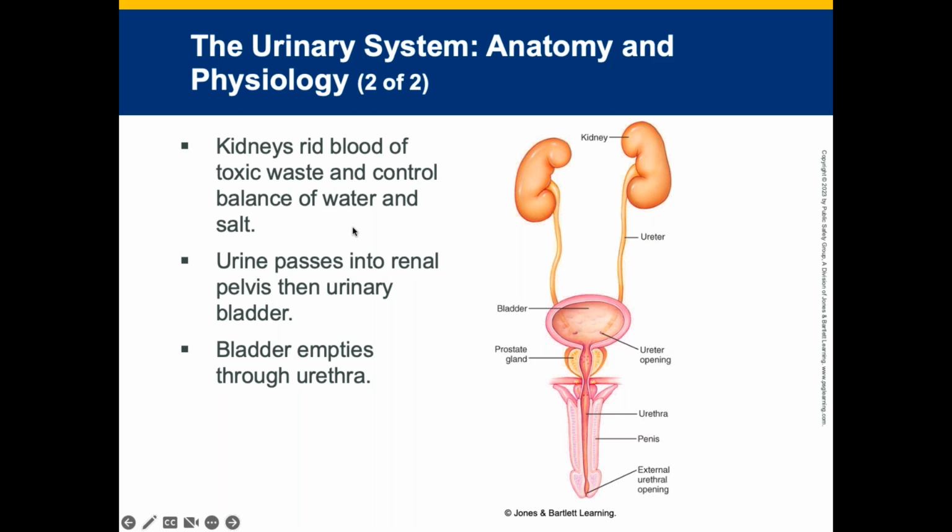The kidneys rid the blood of toxic waste and control the balance of water and salt. So urine passes into the renal pelvis, then the urinary bladder, and exits through the urethra, causing urination. Patients that haven't urinated in days are a significant medical emergency as well, because that can shut down their kidneys. Those patients could potentially need a urinary catheter placed.